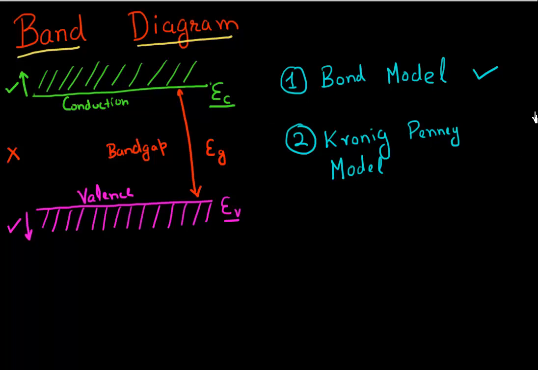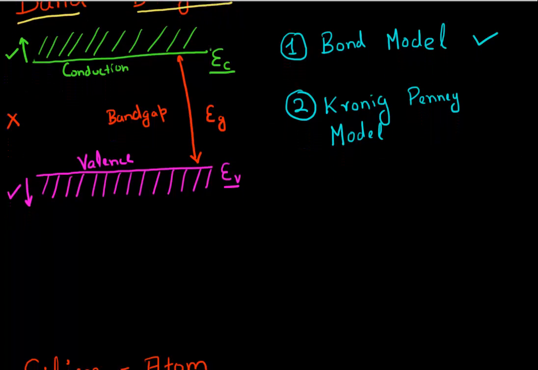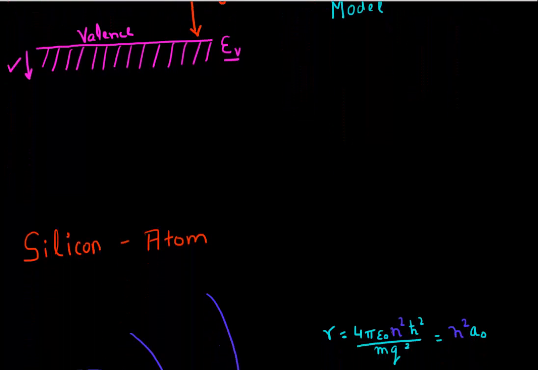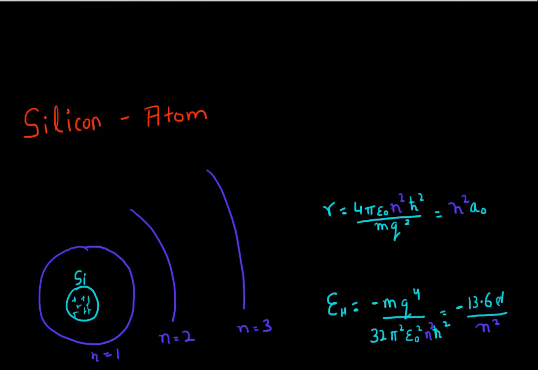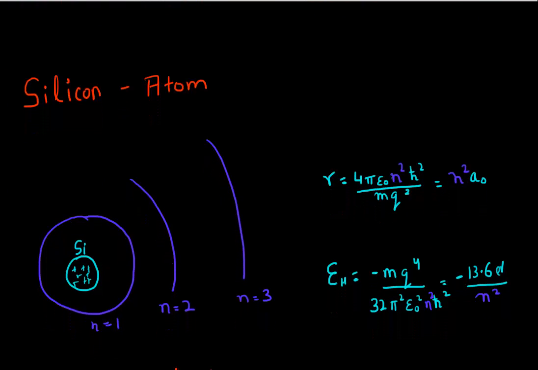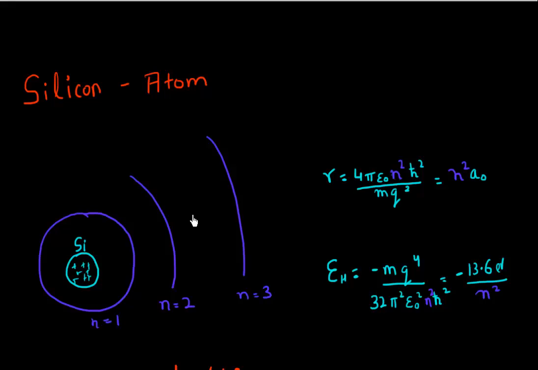So let's start with this bond model, and I'll start with a simple atomic structure, the Bohr model of an atom, which I'm sure all of you know from your high school physics. And I'll use the element silicon, which is the most prominent semiconductor material, when these silicon atoms are arranged in a lattice. But initially, if you look at just one atom of silicon, I know that silicon has an atomic number of 14.